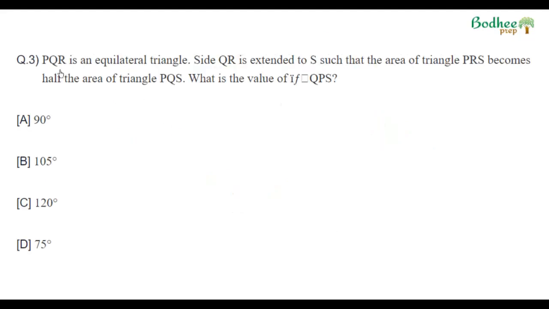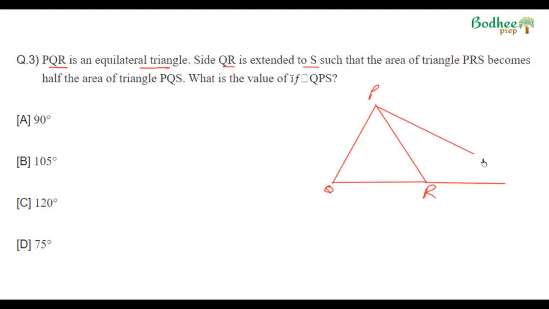Now in this question it says that PQR is an equilateral triangle and side QR is extended to S. So we have to draw it. Let us draw an equilateral triangle. Say this is an equilateral triangle which is P, Q and R. So QR is extended to S, something like this, right? Such that the area of the triangle PRS, so we have to join P and S also. This area becomes half the area of the triangle PQS. That means this portion is half the area of the triangle PQS.